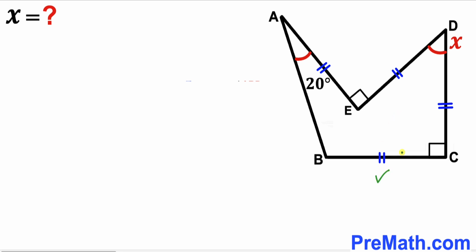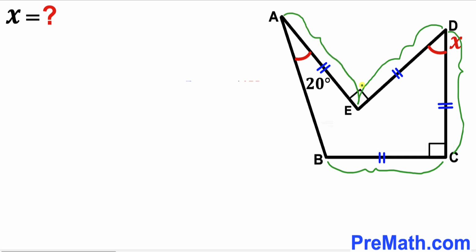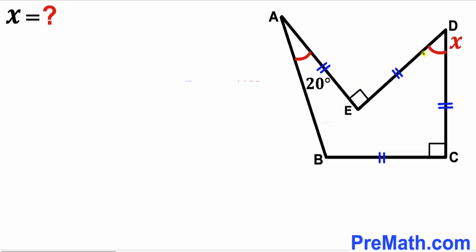We have this five-sided polygon ABCDE, as you can see in this given diagram, such that side BC is equal to side CD, and this side is equal to DE, and finally AE is equal as well. Moreover, this angle CDE is being represented by X, whereas this angle EAB is 20 degrees. And these are our 90 degree angles each. Now our task is to calculate the angle X.